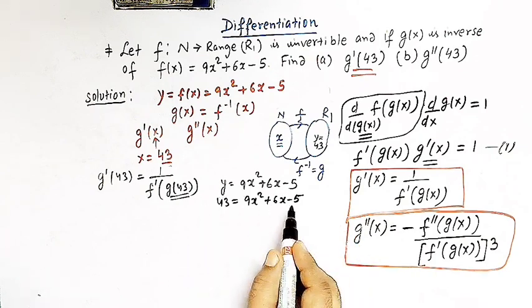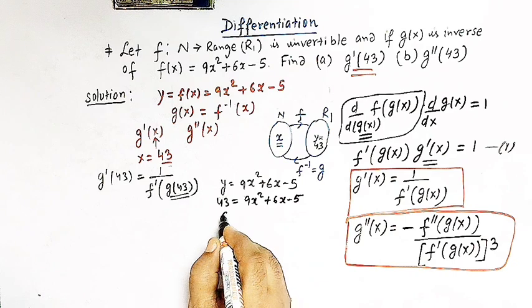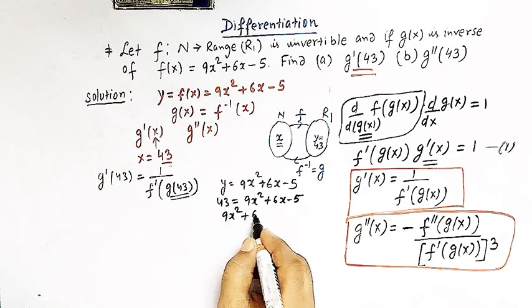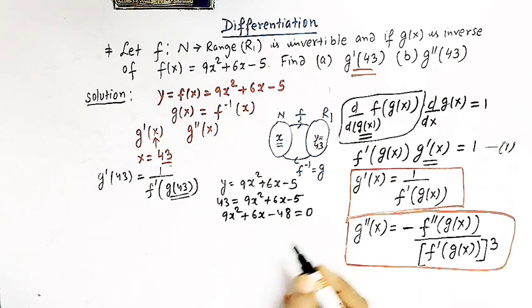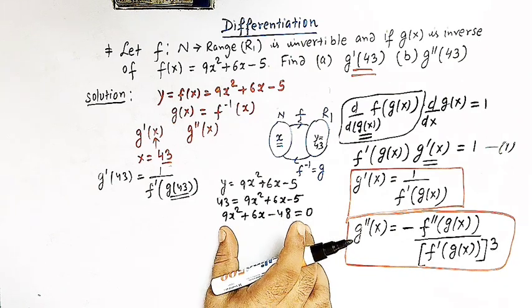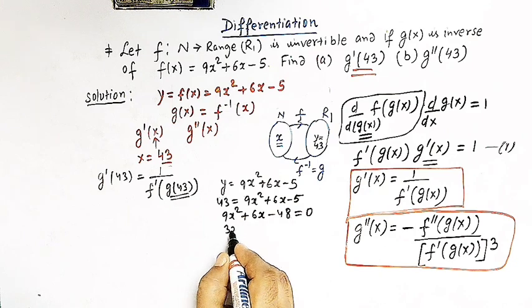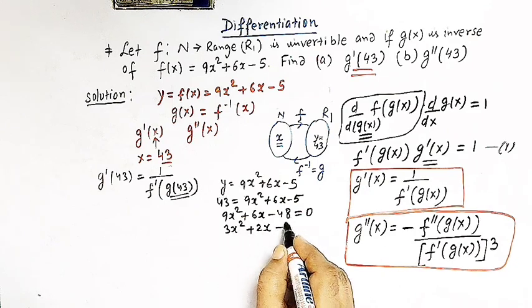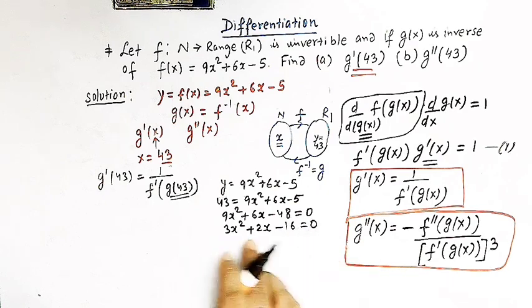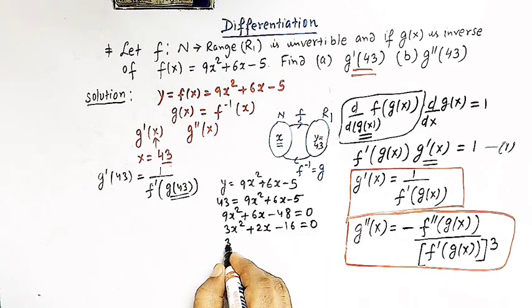And now we have to solve this quadratic equation. This is 9x² + 6x − 48 = 0. And now dividing throughout by 3, we can write 3x² + 2x − 16 = 0. Now splitting the middle term, we can easily solve this equation.